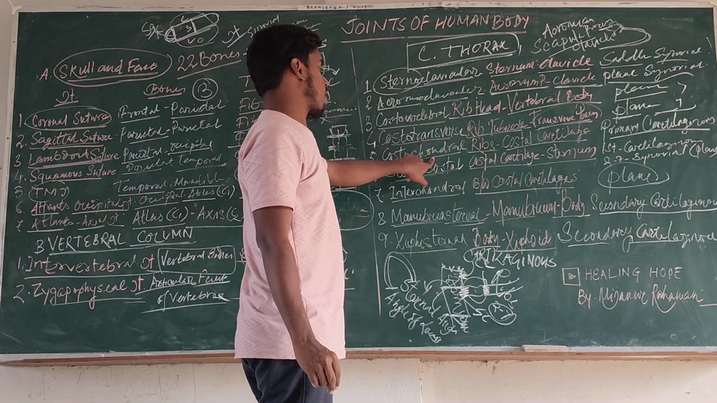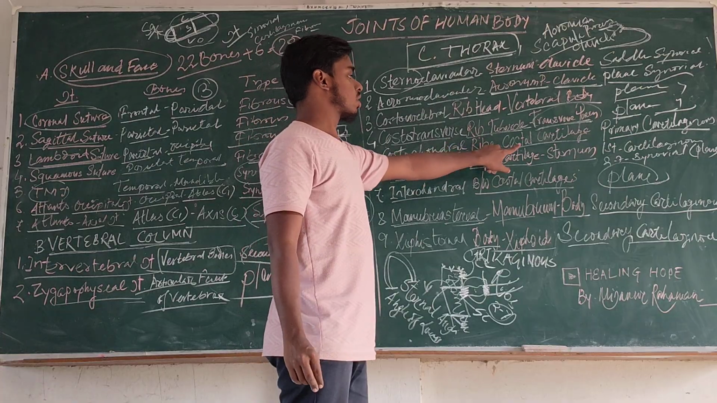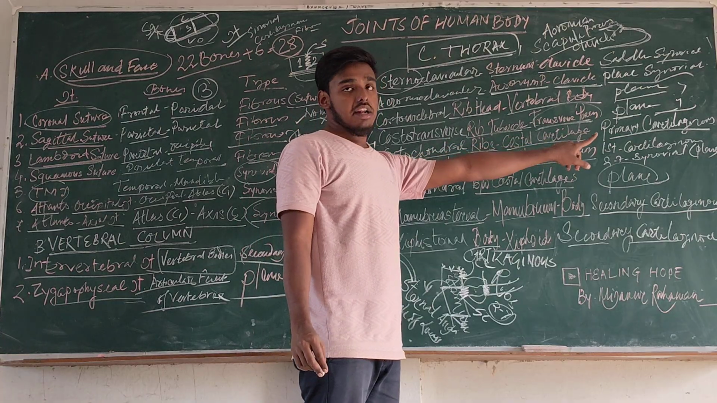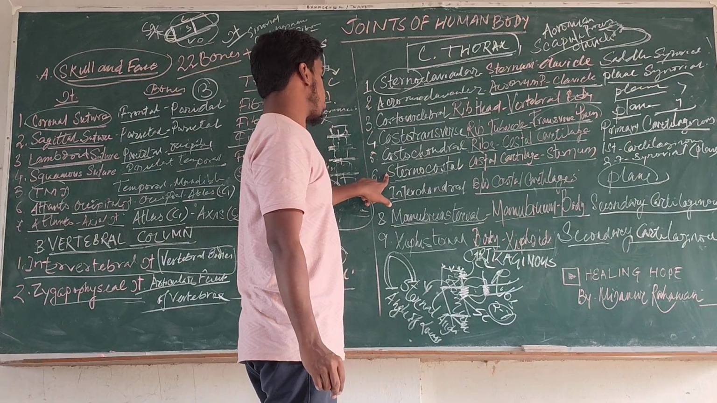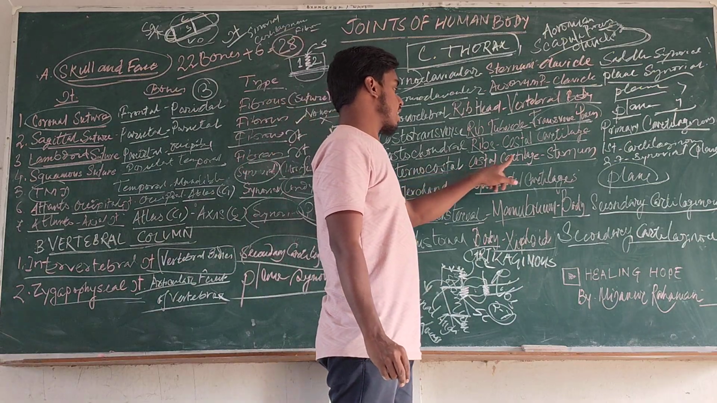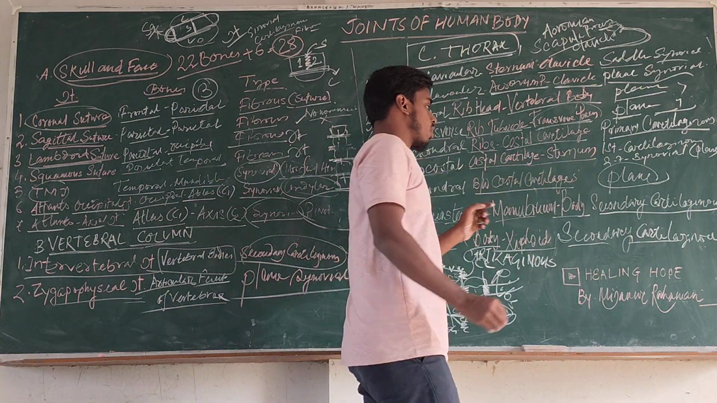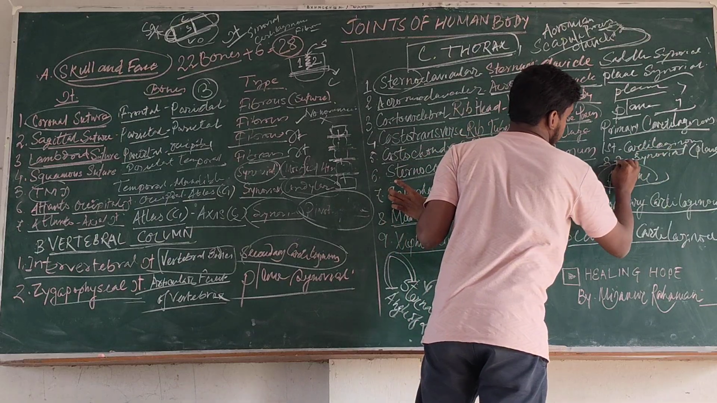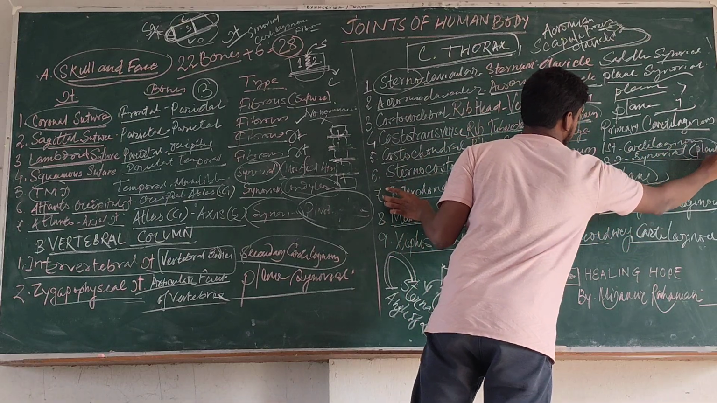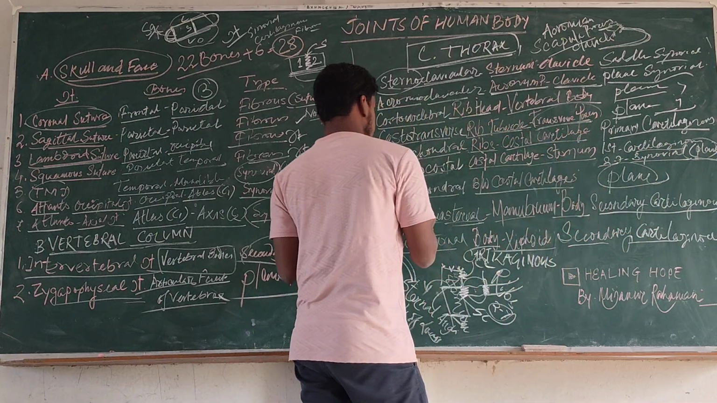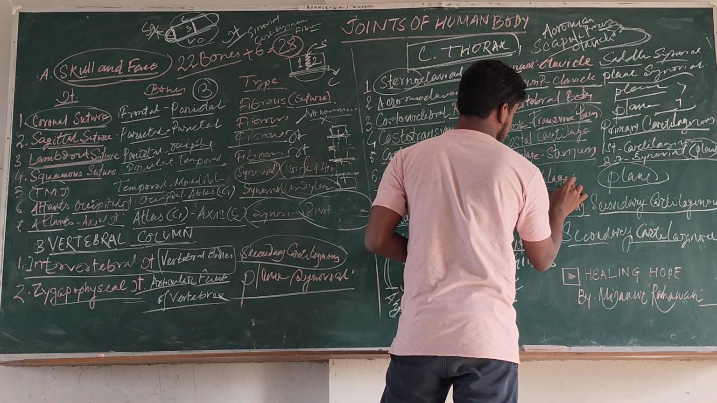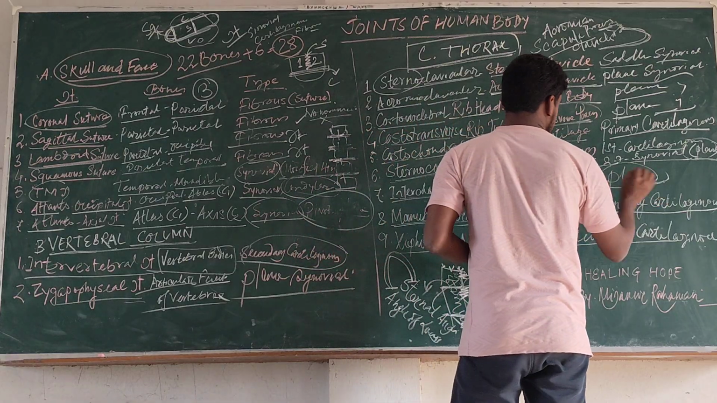Then the costochondral joint. This one is formed by the ribs and the costal cartilages. This one is a primary cartilaginous joint. Sternocostal joint. This is the costal cartilage and sternum. The first one is cartilaginous and second to seventh are plain synovial joints. The interchondral joint between the costal cartilages. These are plain synovial joints.